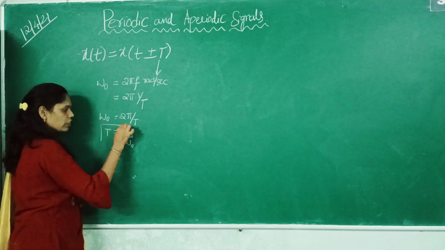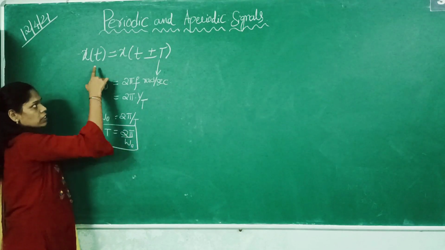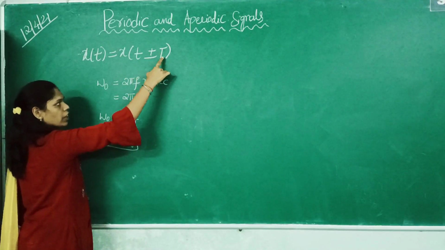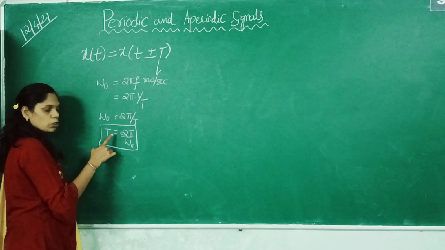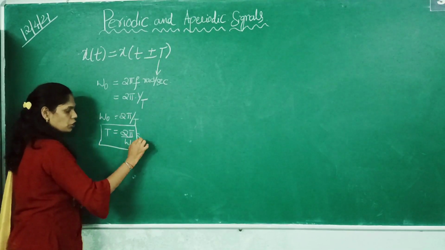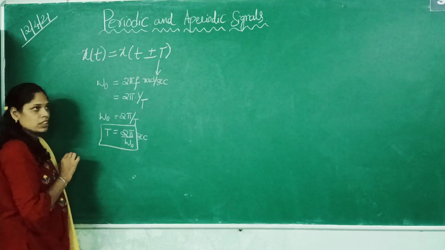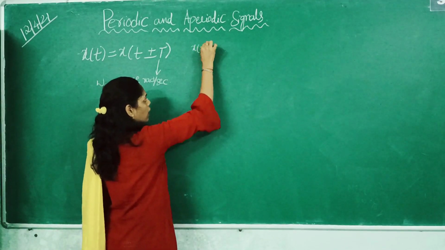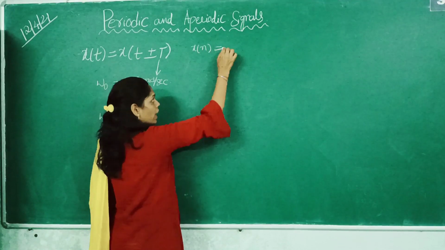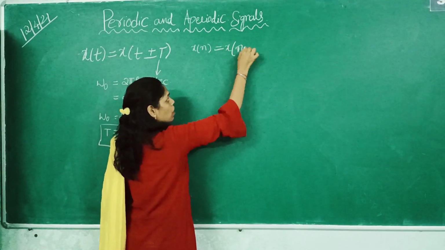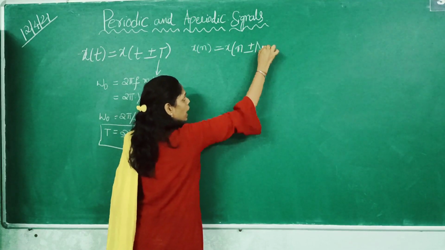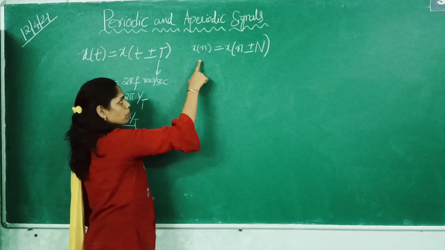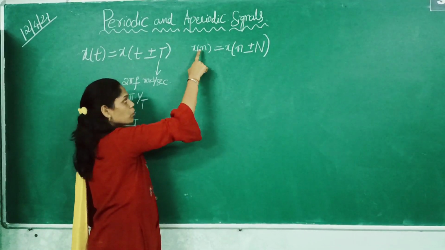So the condition for a continuous time periodic signal is x of t equal to x of t plus or minus capital T, where the fundamental time period T equals 2 pi by omega naught. What is the unit for the time? Seconds. Similarly, for the discrete representation, the condition is x of n equal to x of n plus or minus capital N. This is the representation for discrete time domain signals.